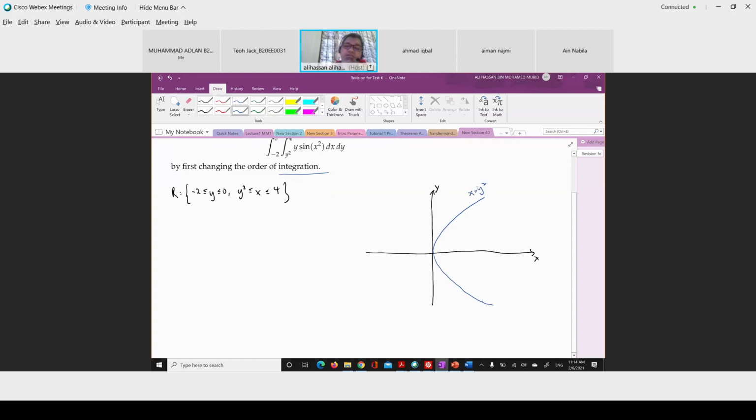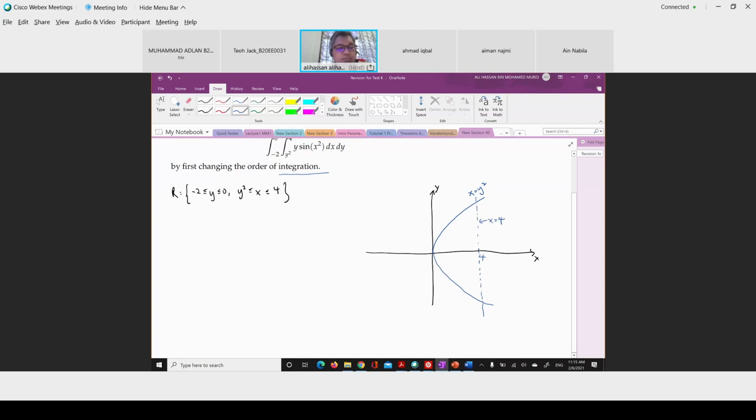So you need to know some common shapes of common curves or common surfaces. And then x is further bounded by 4. X is bounded on the left by y squared, and it is bounded on the right by this straight line here. So this is the line x equal to 4.